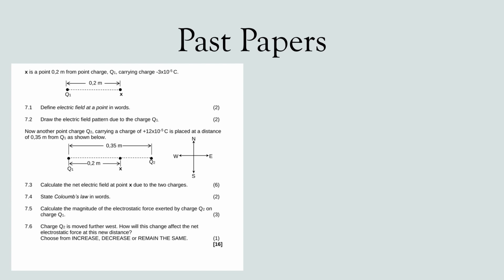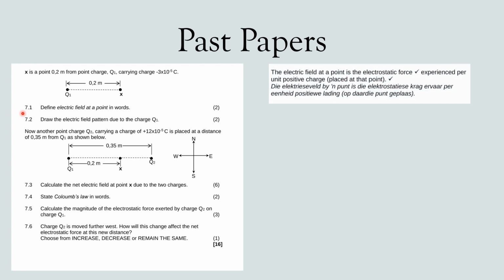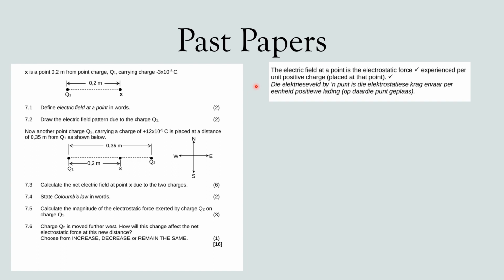Let's have a look at past papers. X is a point 0,2 meters from point charge Q1, carrying the charge of -3 times 10 to the -5. Define electric field at a point. This is not something I can help you with. You just need to learn this by heart or learn it from the guidelines. Draw the electric field pattern due to the charge Q1. They tell you it is negative, so the arrows point inwards towards the negative.